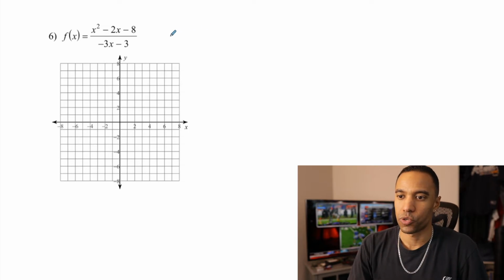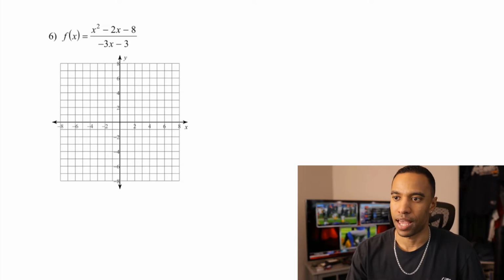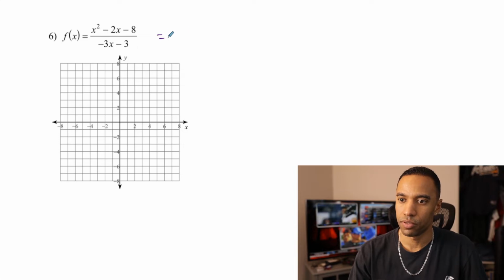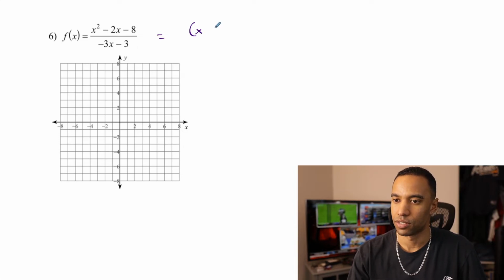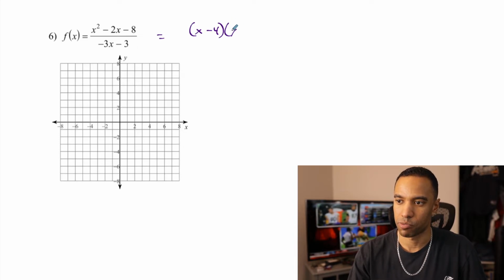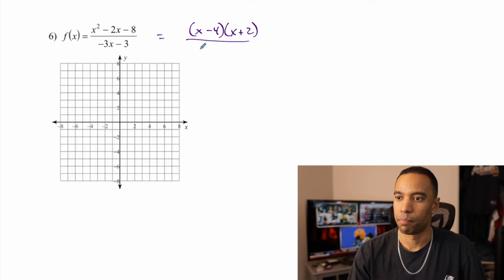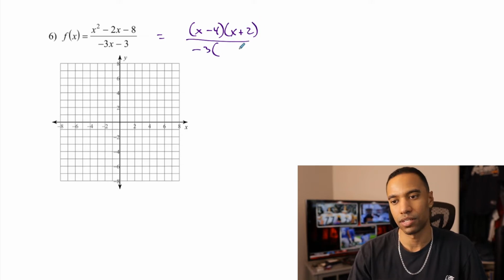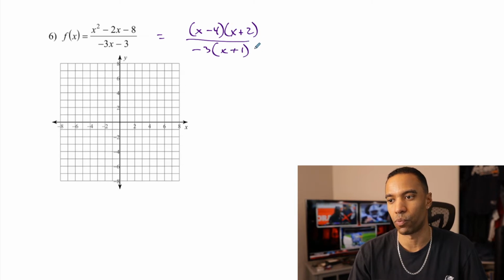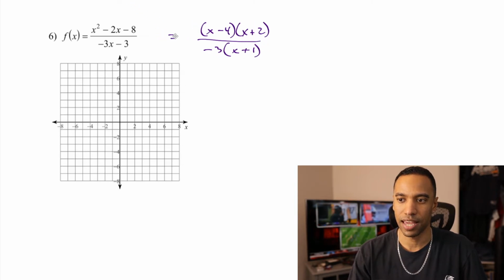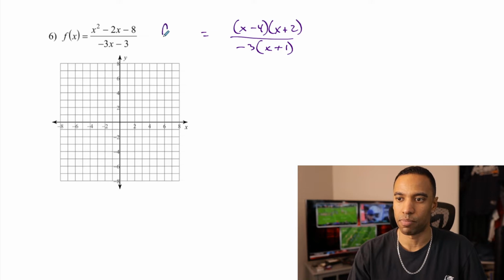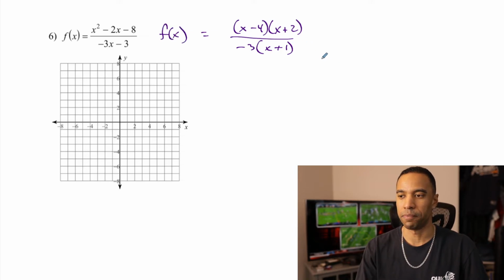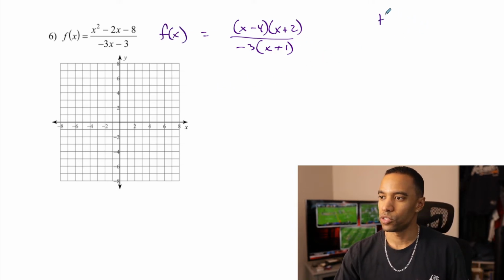f of x equals x squared minus 2x minus 8 over -3x minus 3. You know what to do. Let's factor: x minus 4 times x plus 2 on top. On bottom, you can factor -3 out, and you're left with x plus 1. And there's nothing to cancel, so that's going to be our result. So we start with holes: none.